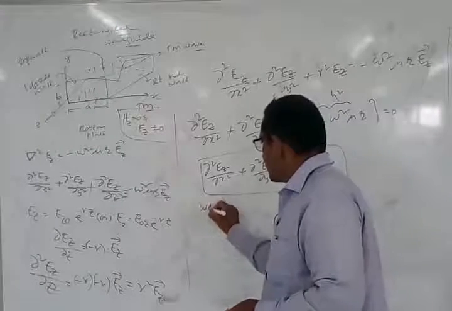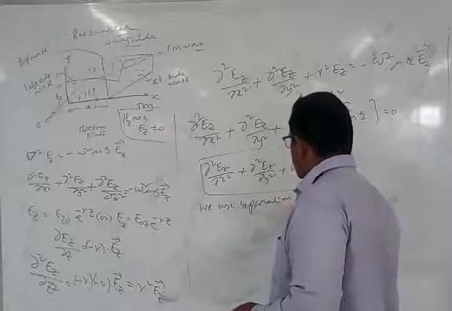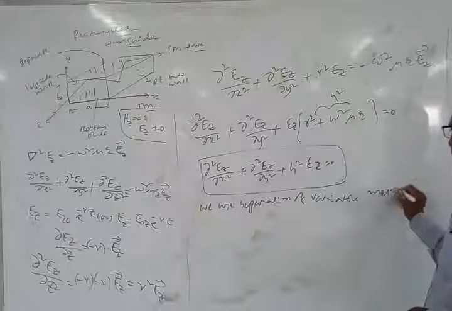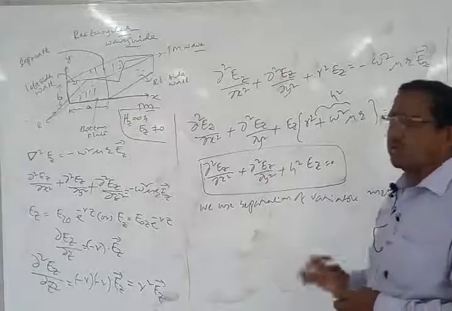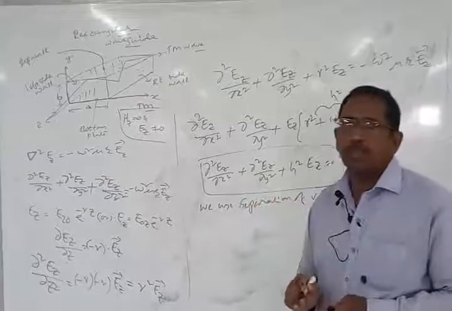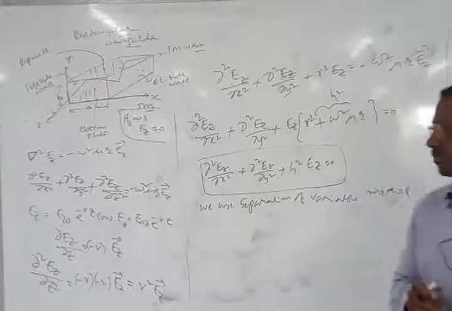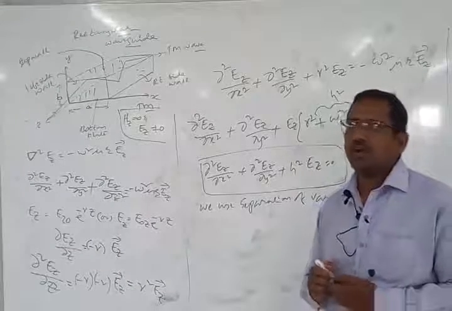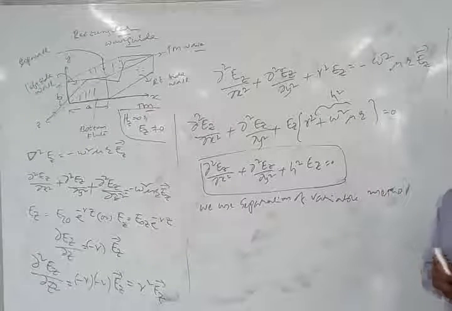So we use the separation of variable method to solve this equation, right? This is a second order differential equation. To solve this equation we use the separation of variable method. Now why do we have to solve this equation? We have to solve this equation to get the Ex, Ey, Hx and Hy components. In order to get those components, we normally use the variable separable method.